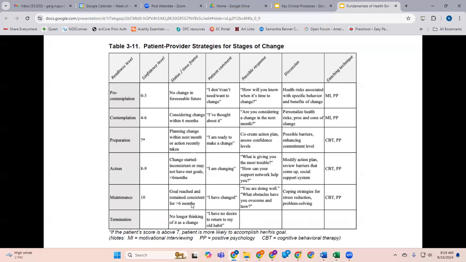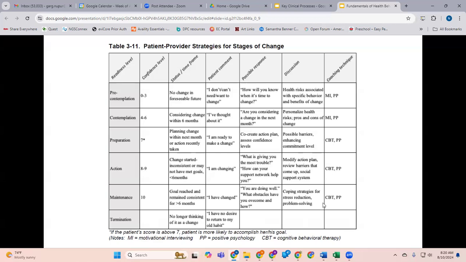And then the action phase. So change has started, they're already starting, it might be inconsistent, they might not have met their actual therapeutic goal that you've prescribed them, but they're working towards it. And so they're in this phase: I am changing. And some of the responses are, what is giving you the most trouble, or how can your support network help you, or how can I help you? And then the discussion can be on modified action plans. So you always want to make your action plan a little bit achievable. So if they're not achieving it, you can modify that. And then review barriers that come up, and talk about their social support systems, what they can add to that, maybe a class here and there, to check out the senior center, whatever it is.